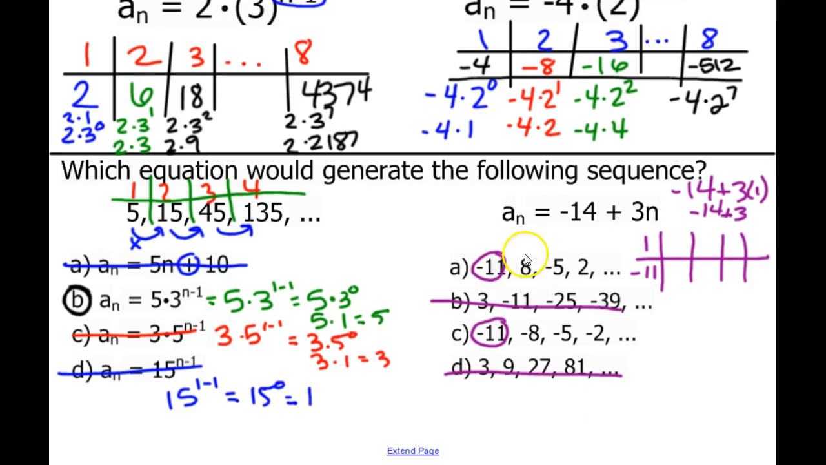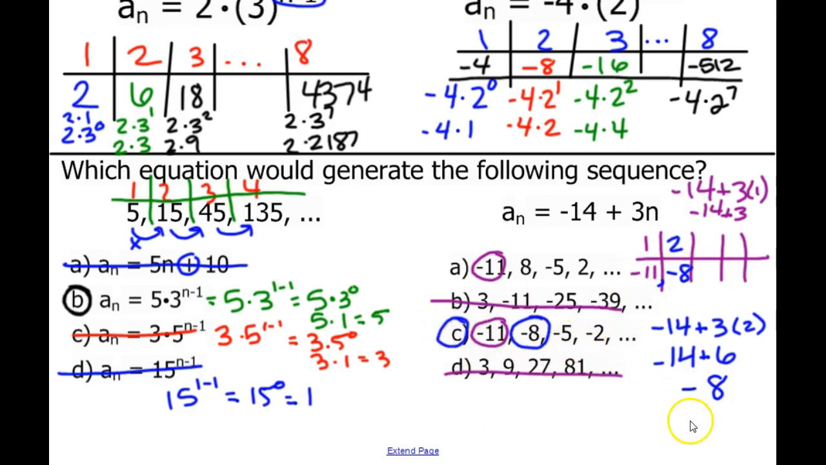Next, I'm either going to get positive 8 or negative 8. So if I plug in a 2, negative 14 plus 3 times 2, well, 3 times 2 is 6. Oops. Negative 14 plus 6, there's more negatives, it should give you a negative 8. So here's our pattern, negative 11, negative 8. Hopefully next you get a negative 5 and a negative 2, and so on.